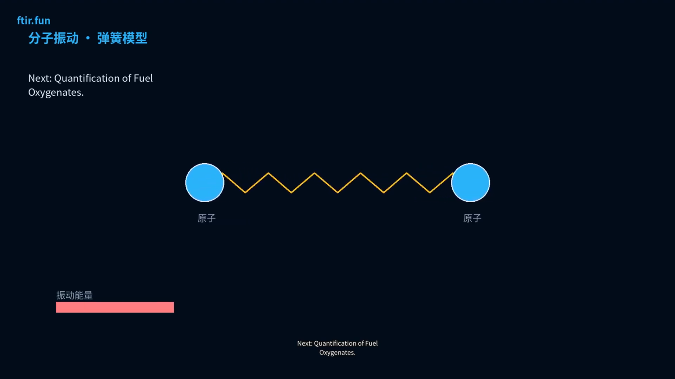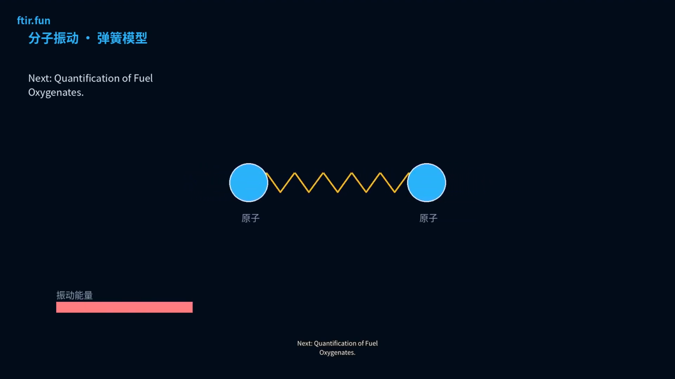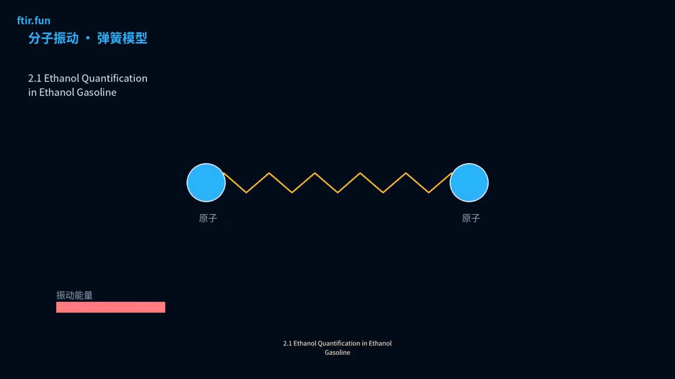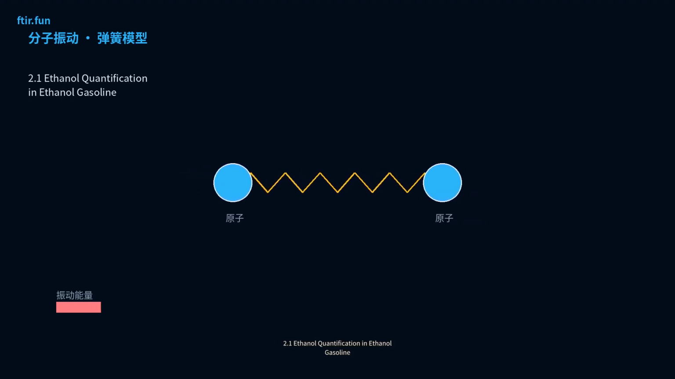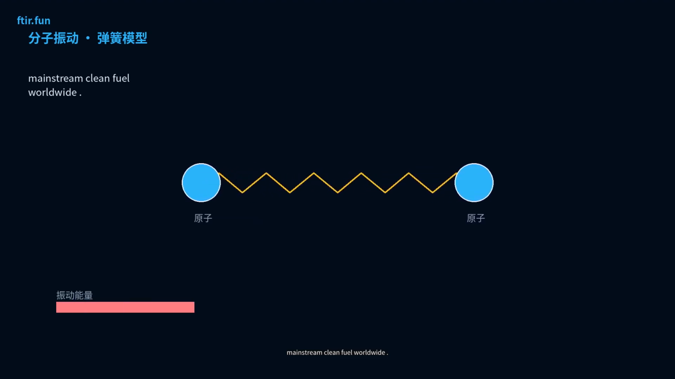Next, quantification of fuel oxygenates. 2.1 Ethanol quantification in ethanol gasoline. Ethanol gasoline, E10, contains 10% ethanol and is a mainstream clean fuel worldwide.